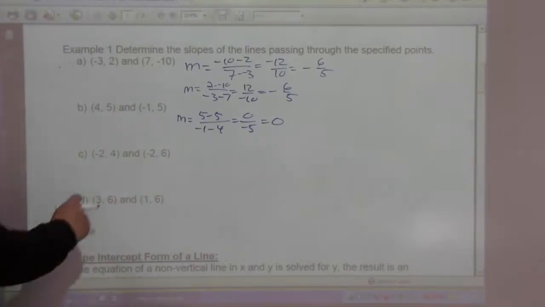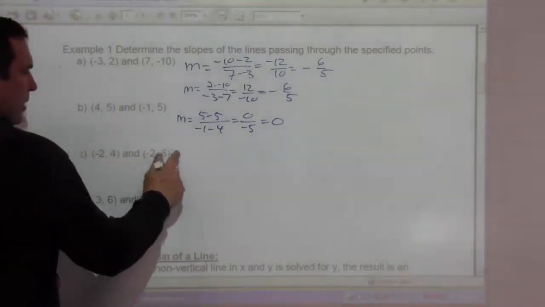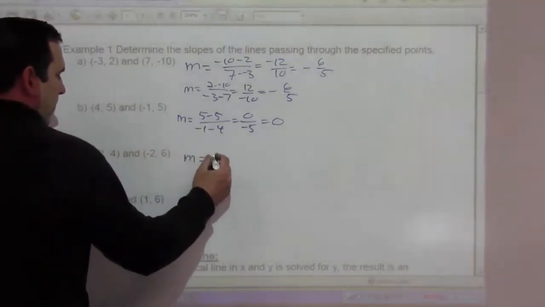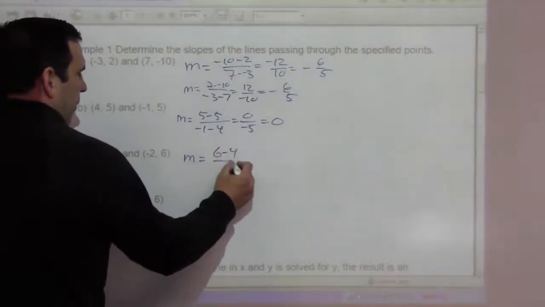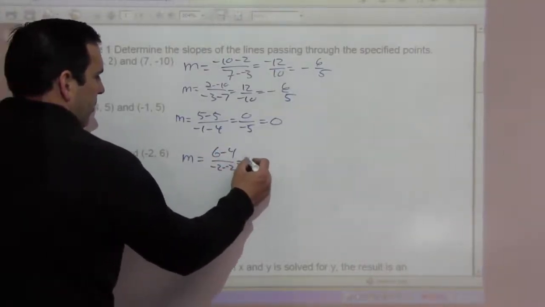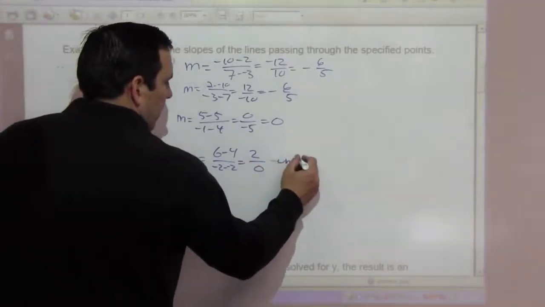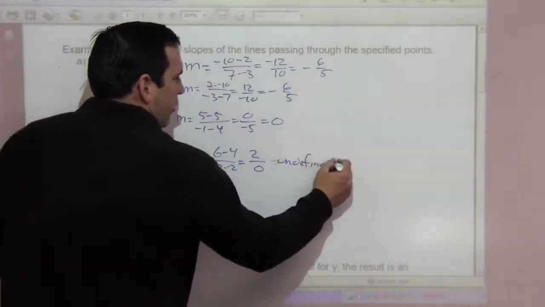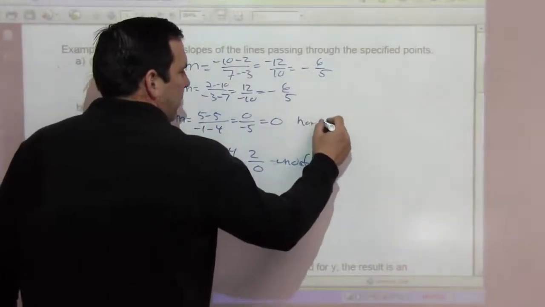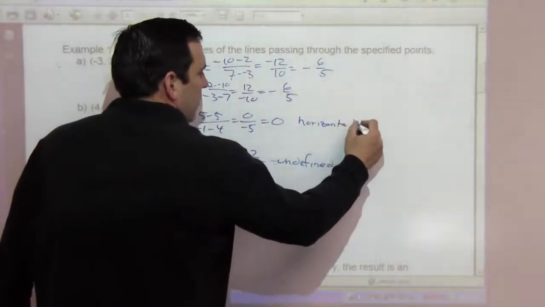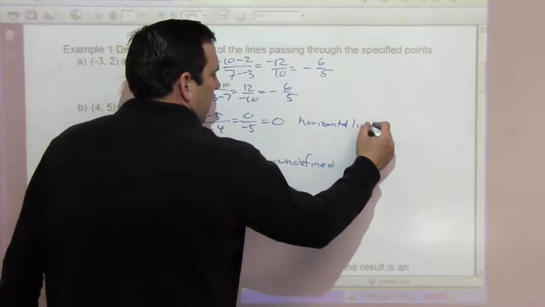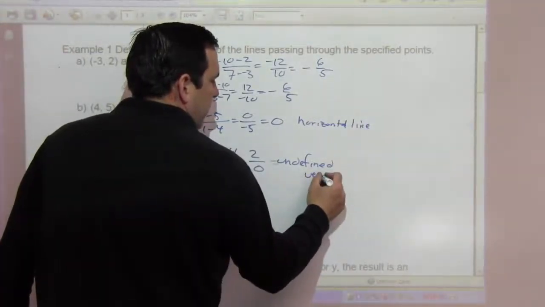Okay, for C, we have (negative 2, 4) and (negative 2, 6). Our slope is going to be 6 minus 4 over negative 2 minus negative 2. It's 2 over 0, which is undefined. So the previous one was a horizontal line, and this one is a vertical line.